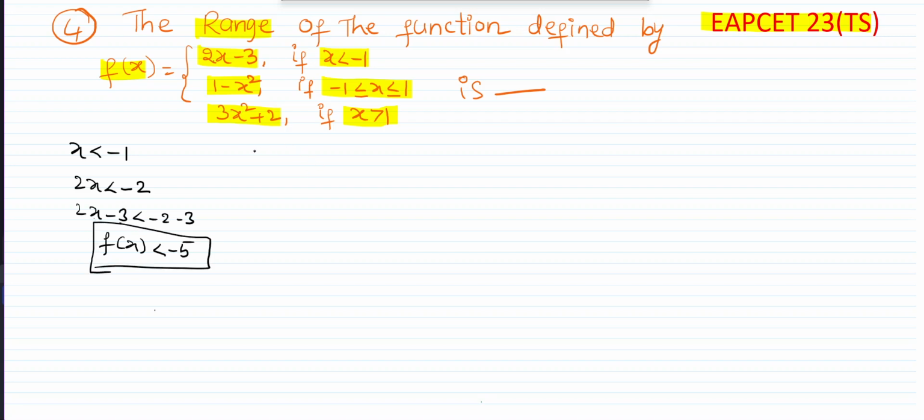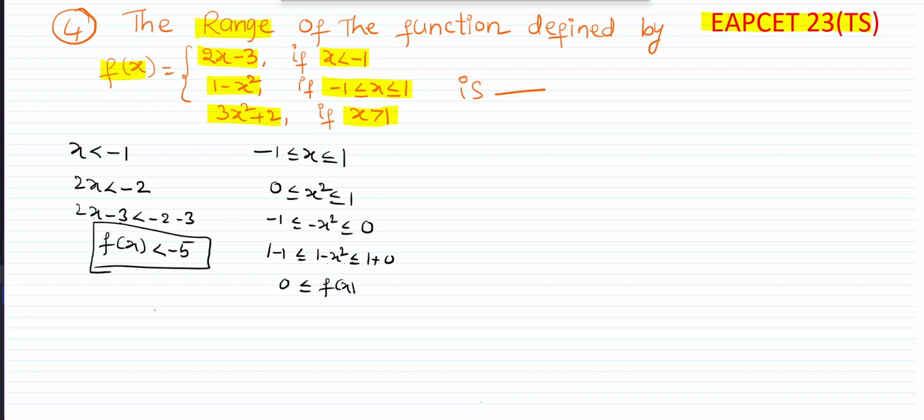And the second condition is given, that is minus 1 less than or equal to x less than or equal to 1. So this is 1 minus x square. Squaring on both sides, all negative values become positive values, starting from 0, so 0 less than or equal to x square less than or equal to 1. Multiplying by minus, that is minus 1 less than or equal to minus x square less than or equal to 0, and add 1, that is 1 minus 1 less than or equal to 1 minus x square less than or equal to 1 plus 0. This is 0 less than or equal to 1 minus x square, that is the function f of x less than or equal to 1. This is the second condition.